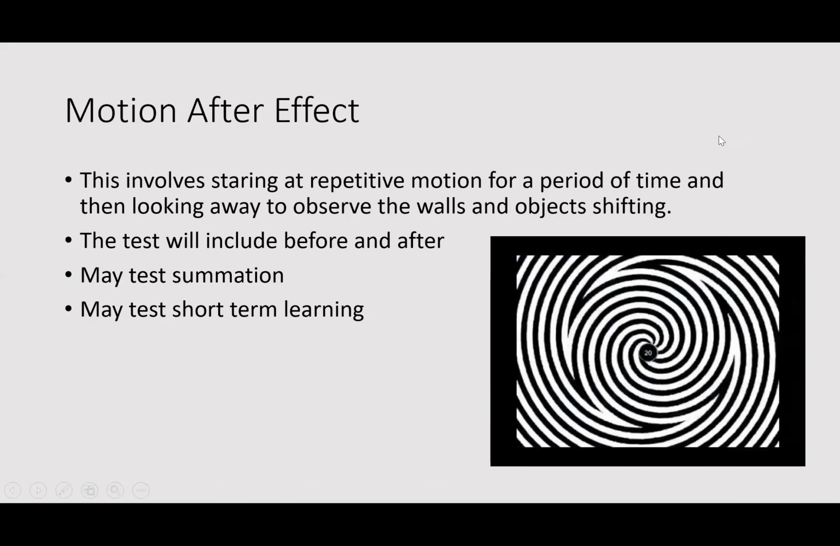Okay, I already mentioned that. So the motion aftereffect, this may test summation and short-term learning. This is interesting because I want to see if there's any difference in the dose dependency on this compared with other illusions, and if this illusion is affected at all, because there's no data, there's no research about this.